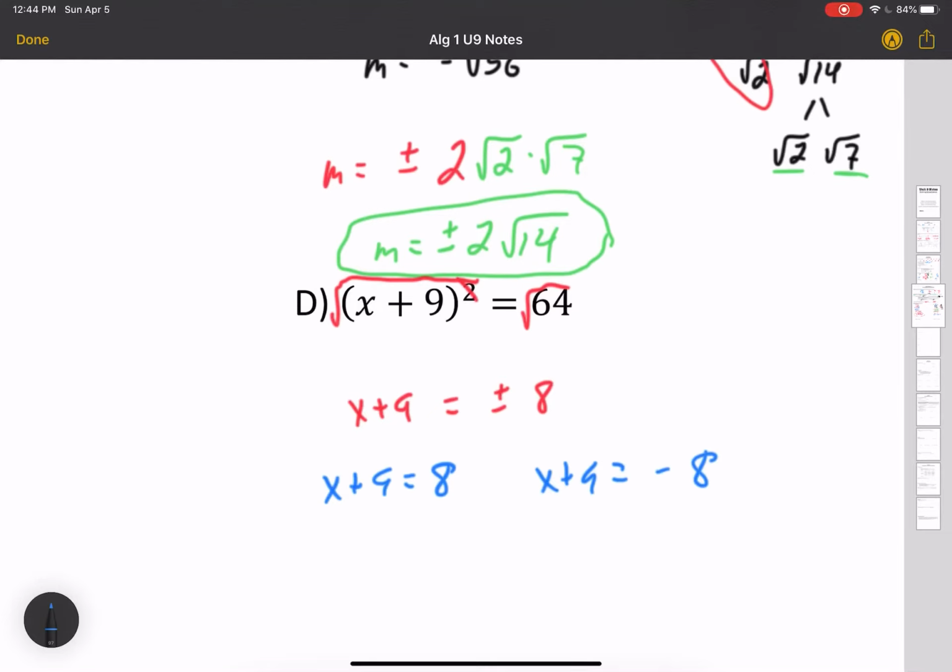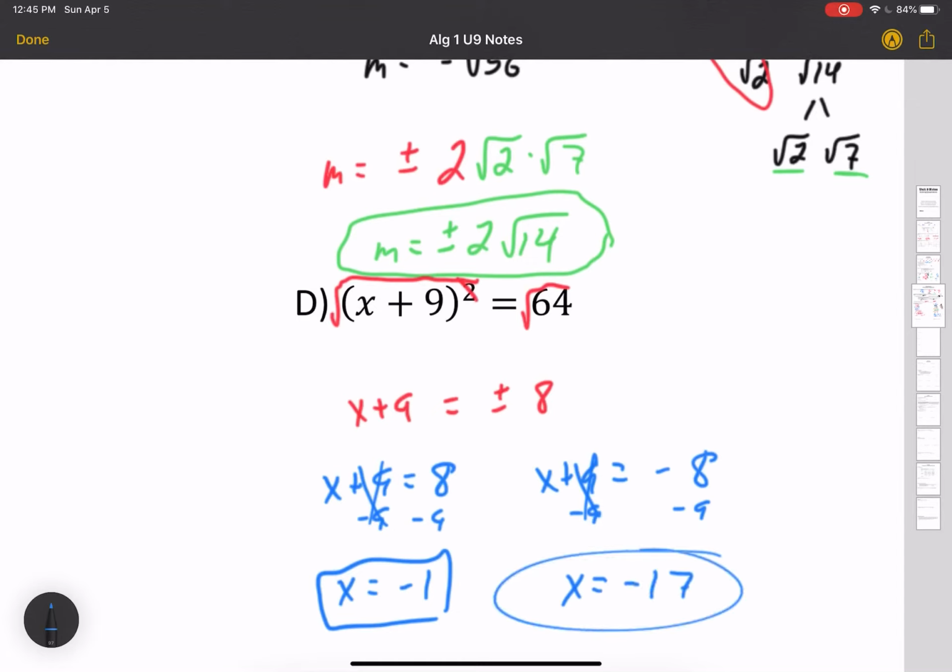All right, so now I'm just going to go back to Unit 2, solving these equations. In this first one, I'm going to subtract 9 from both sides. 8 minus 9 is negative 1. So x is going to equal negative 1 there. Here I'm going to subtract in my second equation. Subtract 9 from both sides. Negative 8 minus 9, that's going to give me negative 17.